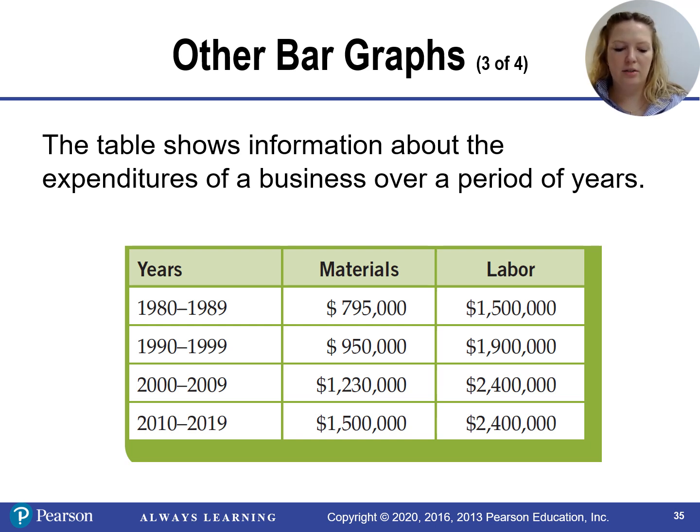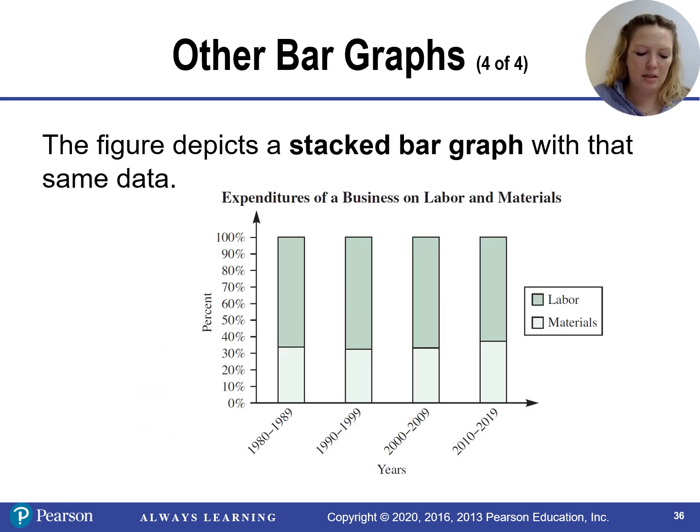This table here shows expenditures for a business over a period of years. Between 1980 and 1989, they spent $795,000 on materials and $1.5 million on labor. You can see that these prices are increasing in both categories for the materials and labor. But if we wanted to compare the proportions of their total expenses that were going towards material and labor, we could use a stacked bar graph.